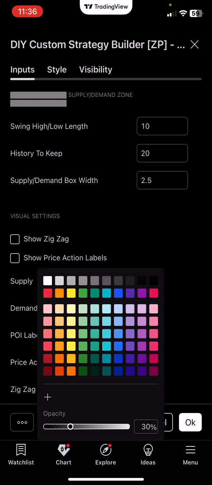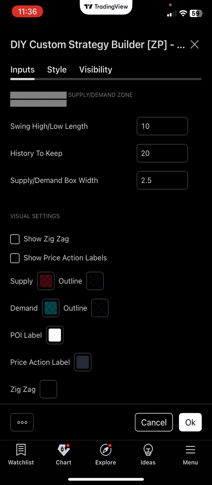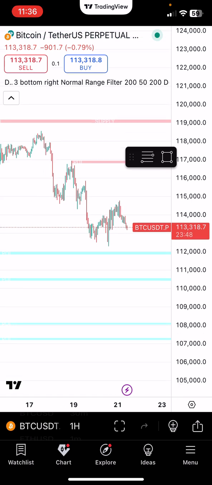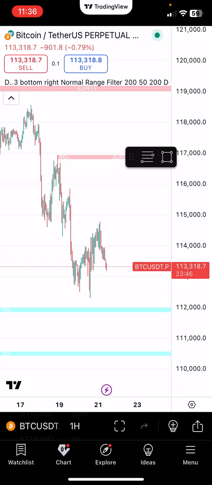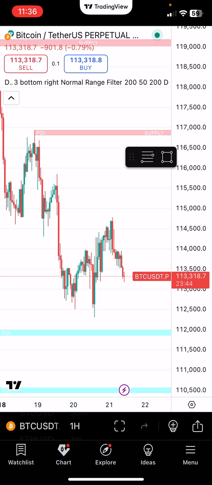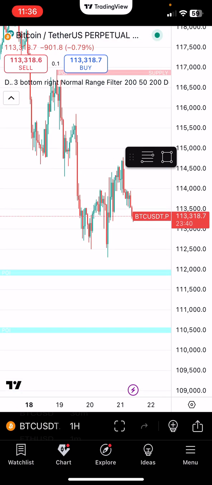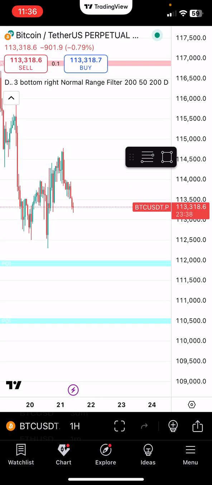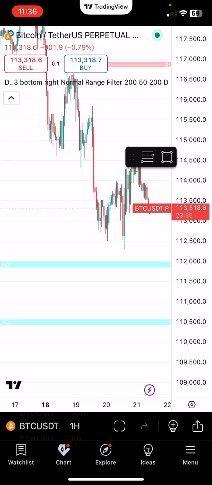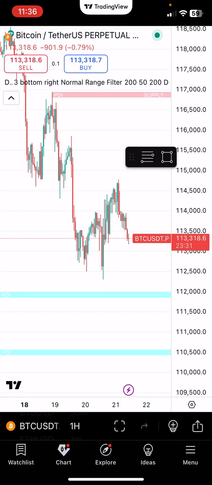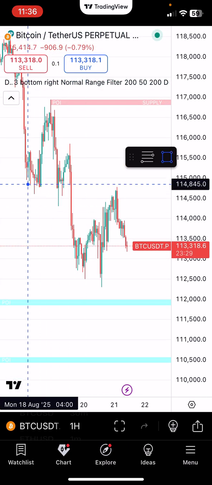I'll change the supply to red. Then the demand will be green. So we are buying at the demand and we'll sell at the supply. That's the idea. So yes, you can see my chart. It has been plotted for me in a very good way. So the idea is to buy at what? You buy Bitcoin or Ethereum at demand and then you sell at supply. So you can see from this chart that we have different levels indicated here. And previously there might be zones here, like here.